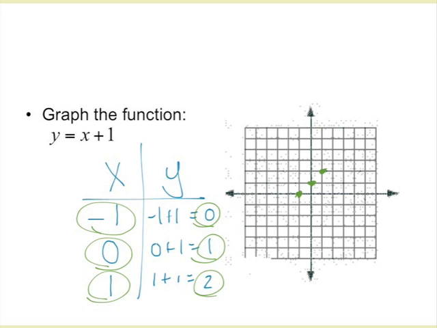That's why I like to do 3 points, because if you only do 2, you can draw a line through any 2 points. But if you do 3 points, they should all be in a straight line, so that gives you something to kind of check your work.